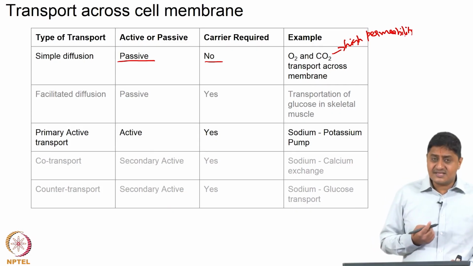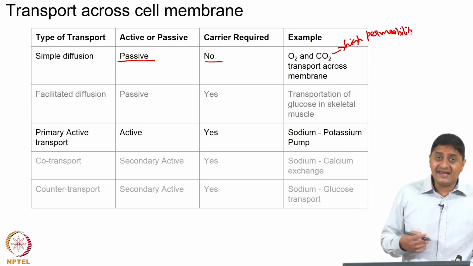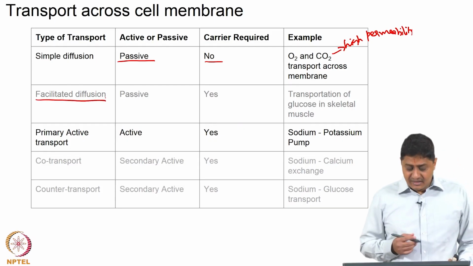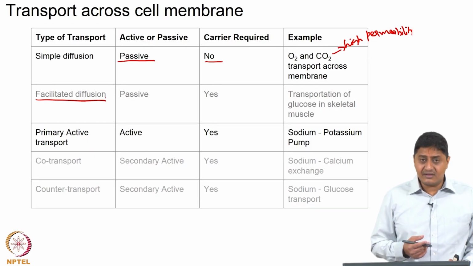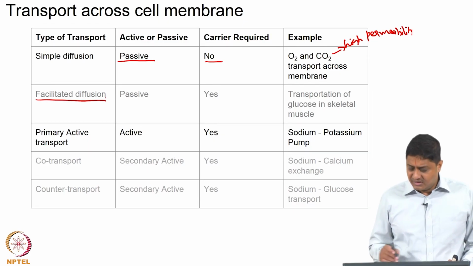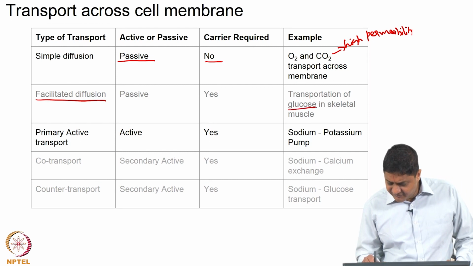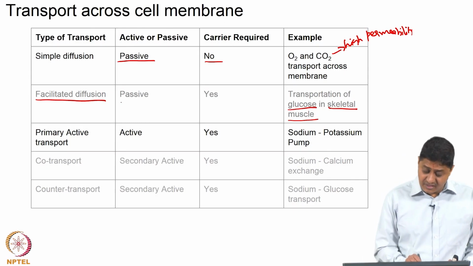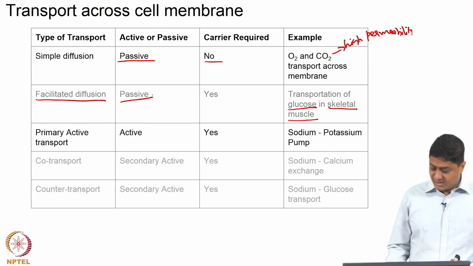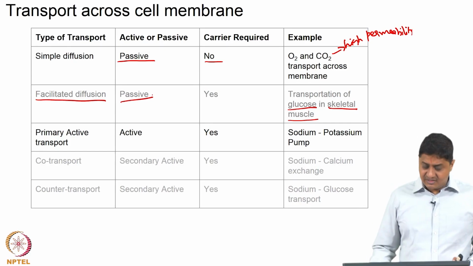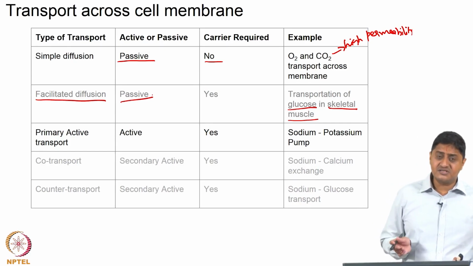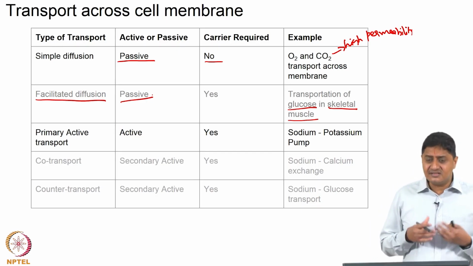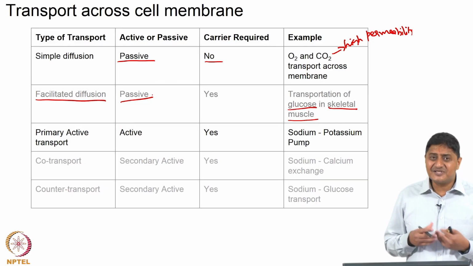Then there are cases called carrier mediated transport or facilitated diffusion. In such cases, there is a need for a carrier or a membrane protein. The example is the case of glucose transport in skeletal muscle, right. So, this is also a passive process. Then there are processes in which there is a need for substances to be taken against the concentration gradient. In general, this requires expense of energy, right.